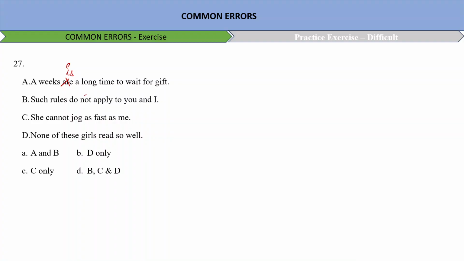She cannot jog as fast as me. None of these girls read so well, very well. All the sentences are correct except option A. Hence, our correct answer is option number D. Next question.